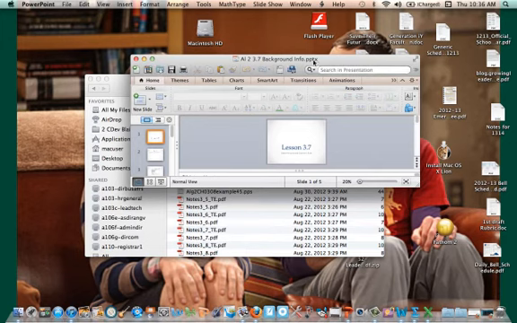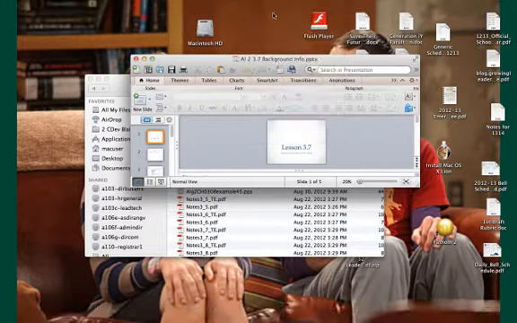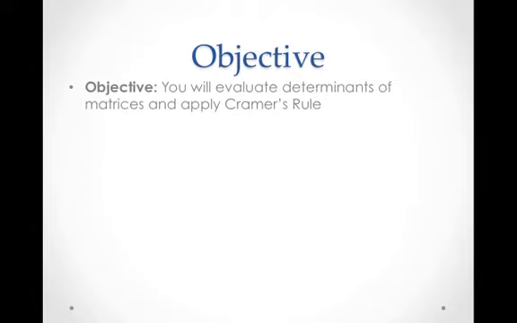Hi, welcome to your Algebra 2 lesson on section 3.7. We are going to talk about determinants of matrices and something called Cramer's rule. We're also going to learn to take the area of a triangle using determinants, so we've got lots to do today. The main objectives are for you to be able to evaluate determinants of matrices and apply Cramer's rule, and you'll also, like I said, use determinants to figure out the area of a triangle.